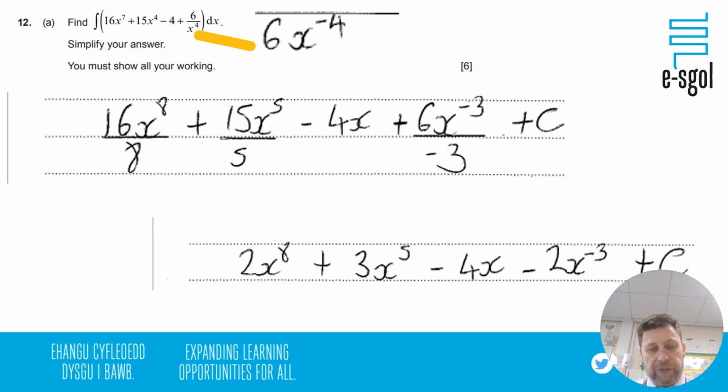What do I mean by simplify? 16 divided by 8, 15 divided by 5, 6 divided by minus 3, and that plus and minus simplified to give me the minus there. That style of question must have been on every paper I've ever done on additional maths, so look out for that. And talking about styles of questions that are always on.